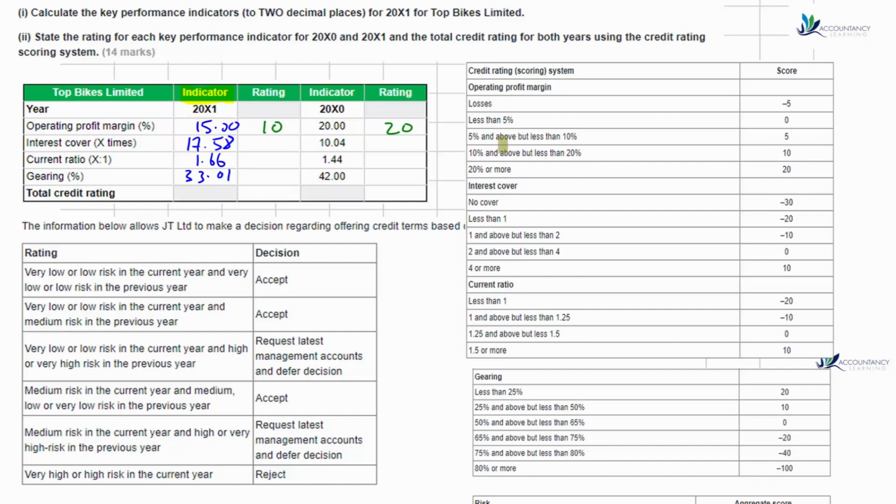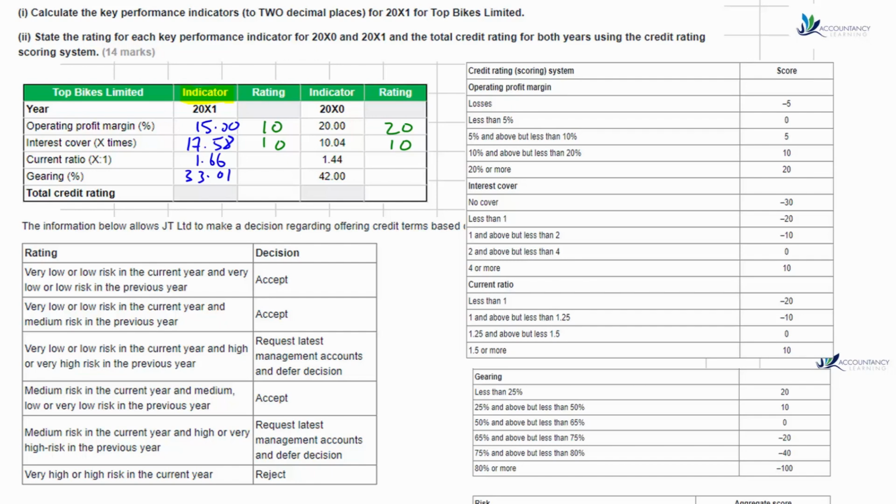What about interest cover? So last year we had interest cover of 10.4. And if we look at the table on the right hand side, so if we have an interest cover of 4 or more, then that gives us a score of 10. And this year we have an interest cover of 17, so that's going to give us a score of 10 as well, isn't it? What about our current ratio?